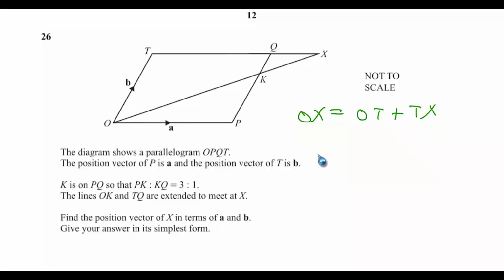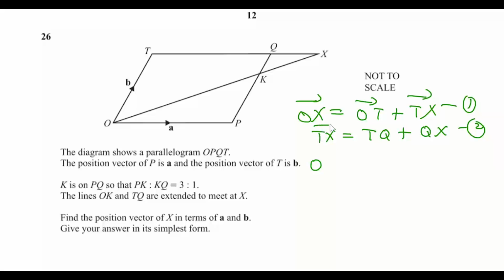But we know that TQ is equals to, we know that TX, this TX is equals to TQ add QX. So we can say that this one is 1, this one is 2. So we can put 2 in 1. So don't forget, you can put your arrow here. Put the arrow there. So the same thing for this, and for this.